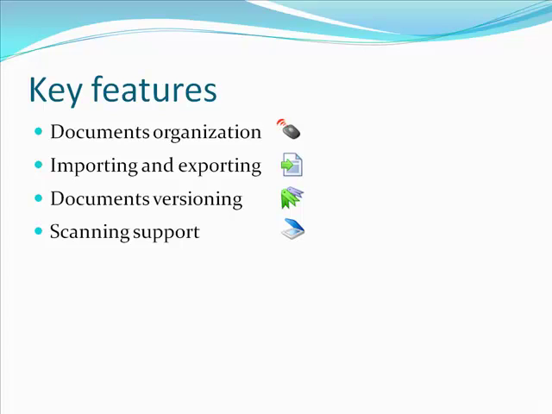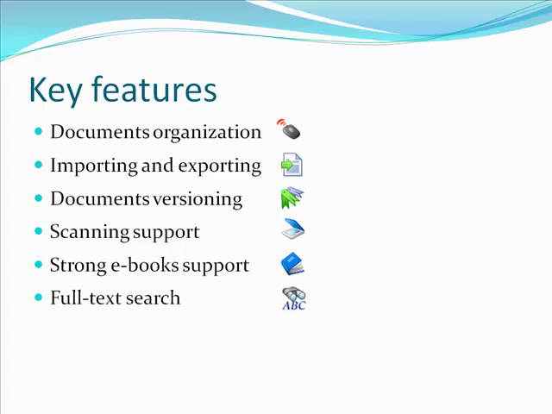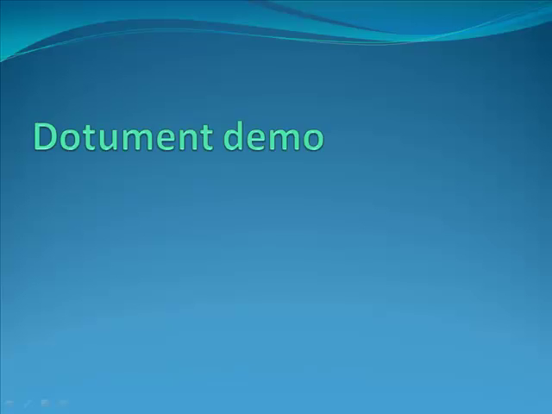You can gather ebook details from services like Amazon or ISBN DB and store them along with your ebooks in the Dotument library. You can import whole document folders, store them in the library and perform search against searchable documents, books or magazines. You can have as many ebook or magazine libraries as you want and switch between them on the fly. So let's spend a few minutes to see Dotument in practice.